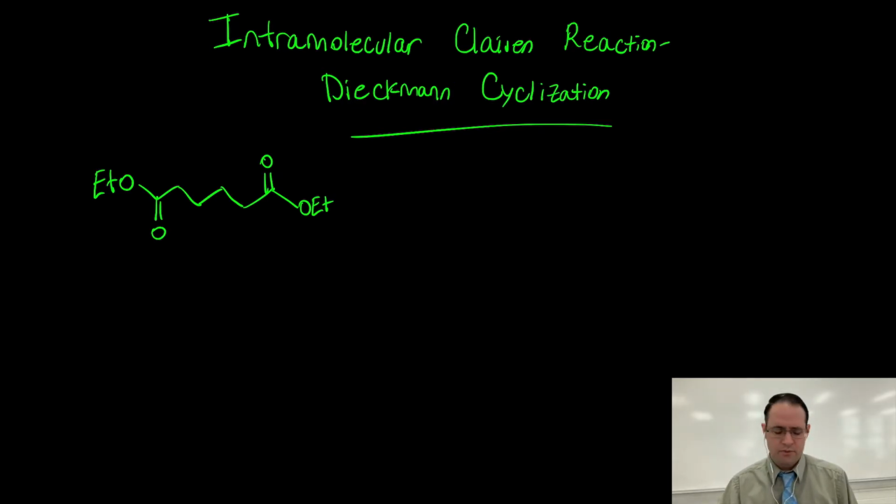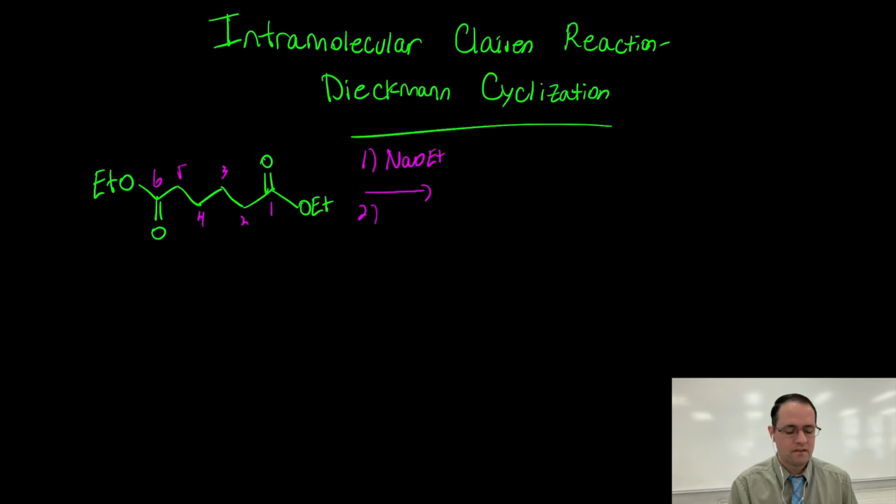So here you're going to be reacting a 1,6 diester. So watch out for these. If you have a 1,6 diester and you react this with sodium methoxide followed by H3O+, you'll get a beta keto ester. Here's the alpha carbon, here's the beta carbon, beta keto ester.